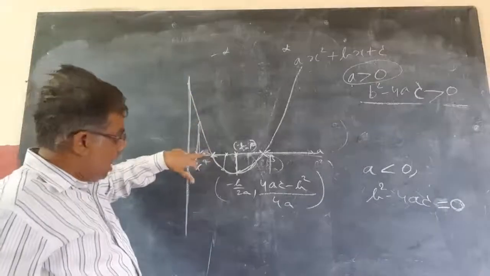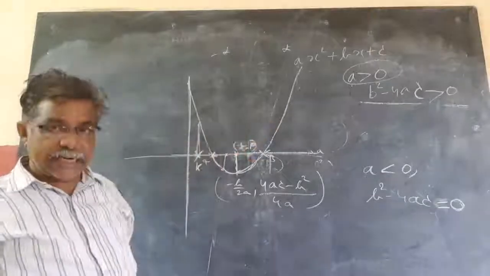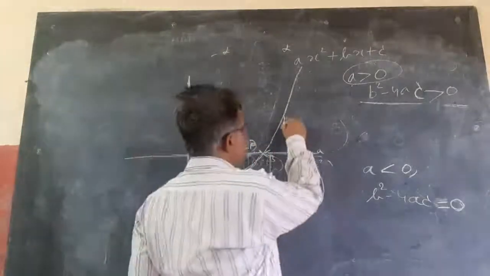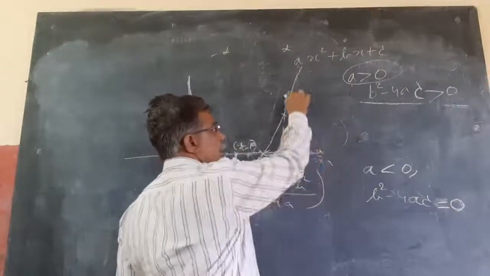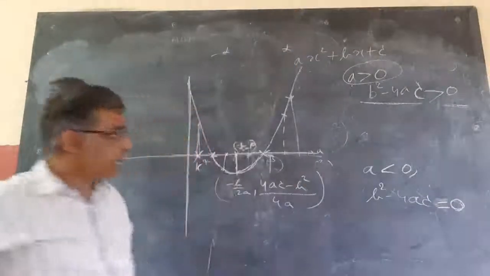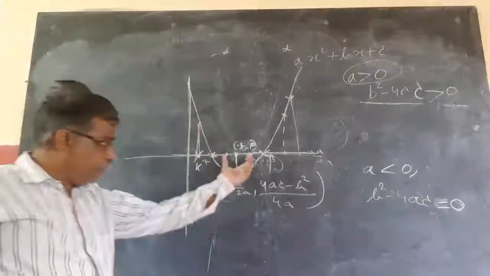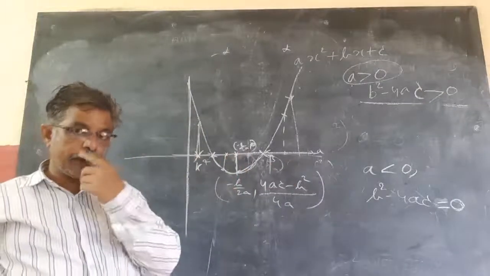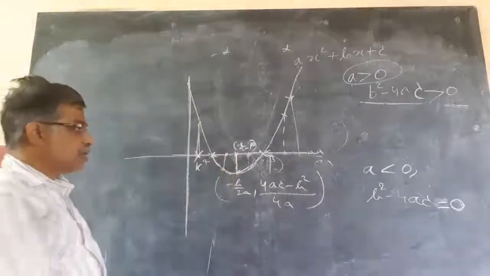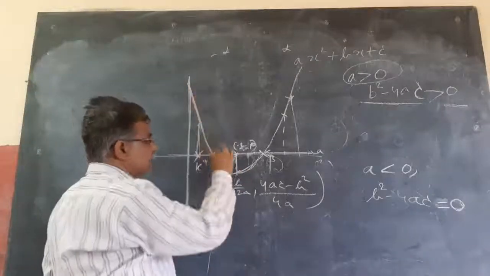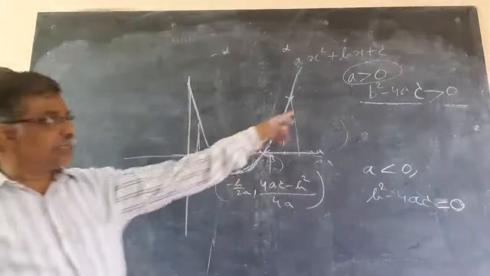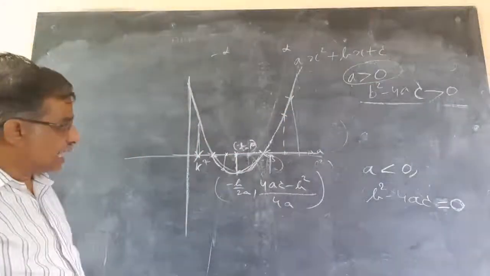If b square minus 4ac greater than 0, when x is less than alpha or more than beta, on this side also, at any point f is positive, above the x-axis. In between, it is below the x-axis. So from the graph also we can say the previous concepts. So this is the graph of the function ax square plus bx plus c when a greater than 0 and b square minus 4ac greater than 0.